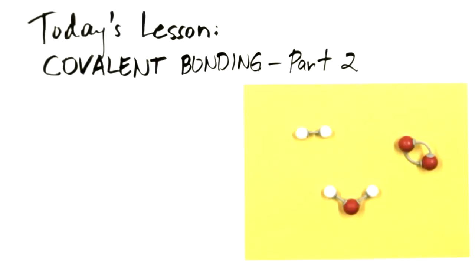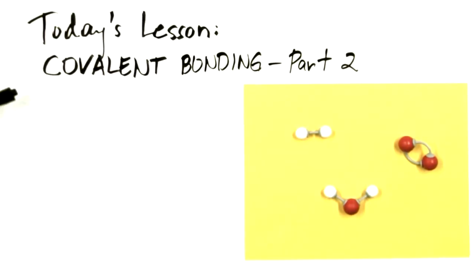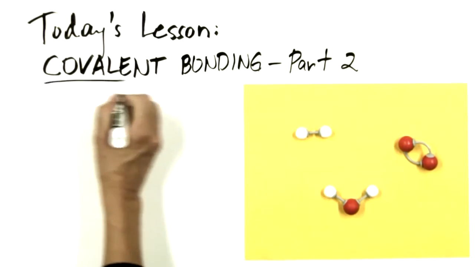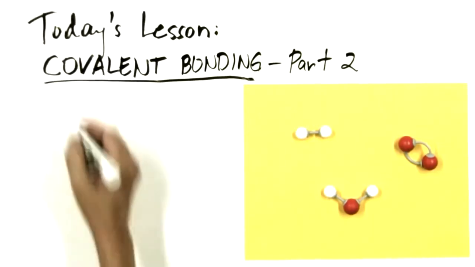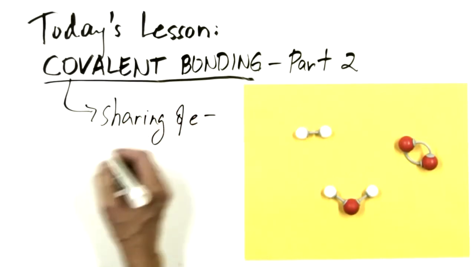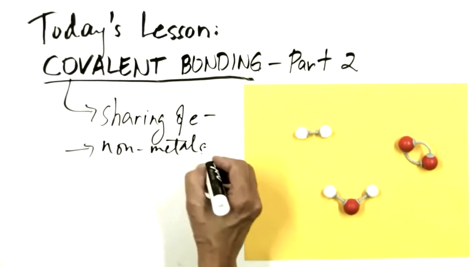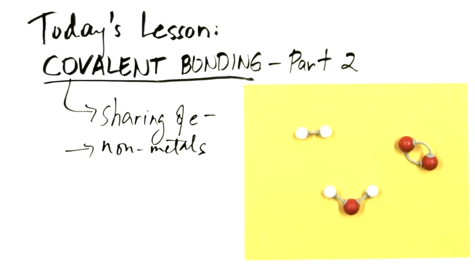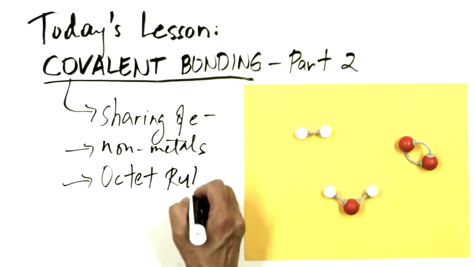So today's lesson is still on covalent bonding. This is the second part of the lecture on covalent bonding. Just to recall, we said covalent bonding is the sharing of electrons between two nonmetals. These are your keywords: sharing of electrons, and two or more nonmetals. Sharing electrons to become stable. How do they become stable? Again, they have to conform to the octet rule.